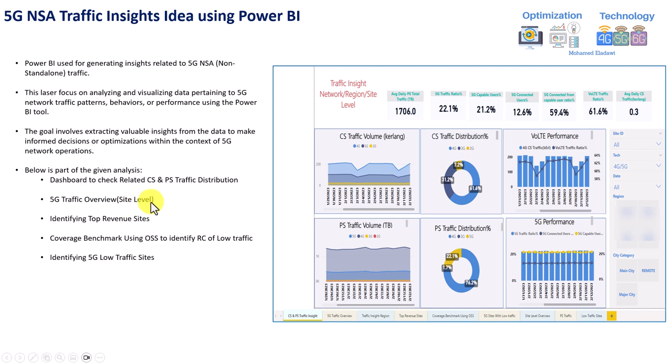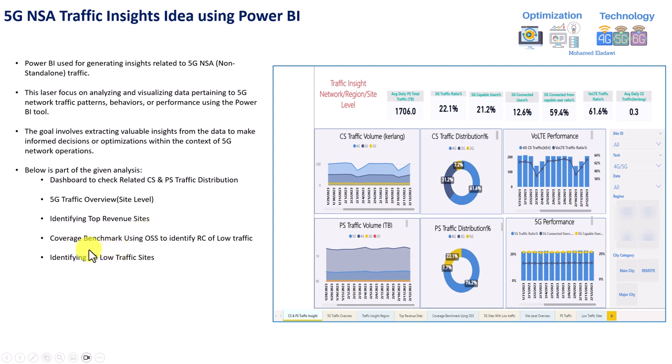I will be showing an example for that part, and also an example for identifying the top revenue sites, where you need to give special focus because you might have some sites which are generating a huge amount of traffic, and the percentage of these sites from the overall traffic is very high. So this can be a top revenue site where you need to give special focus and optimization because it's giving a high revenue. So this is also a way forward where you can define an idea for Power BI or any other tool.